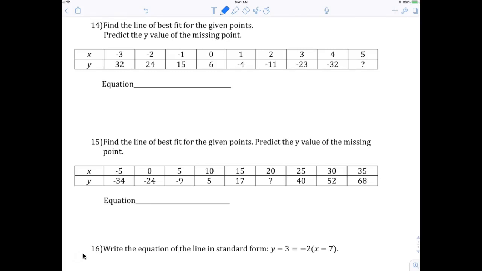Okay, somebody give me the equation real quick. Go ahead. Negative 9.18x plus 5.46. Yes, it's 5.46. Okay, that's all right.